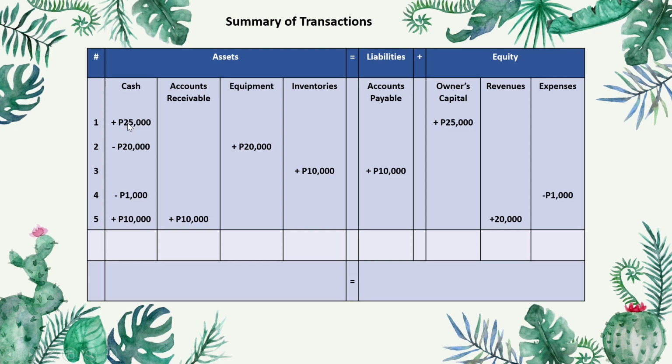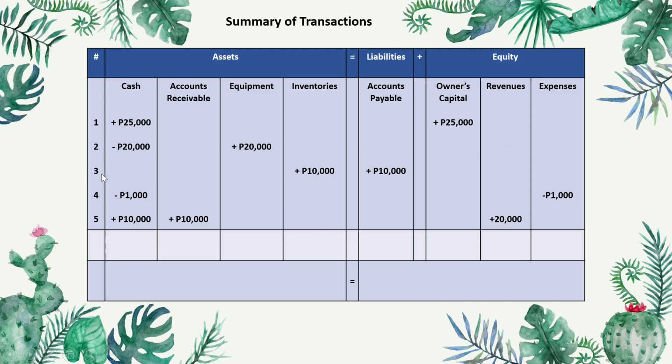And we have also owner's capital worth 25,000. Positive sign yan. Sa unang transaction yan. And second transaction, we have negative cash 20,000 pesos. And positive equipment assets pa rin yan, 20,000 pesos. Okay, so walang liabilities and equity.